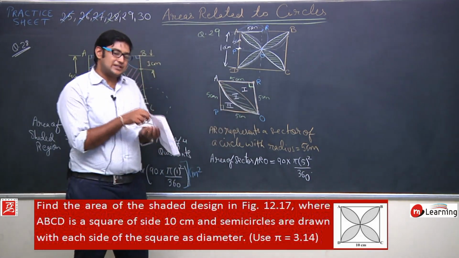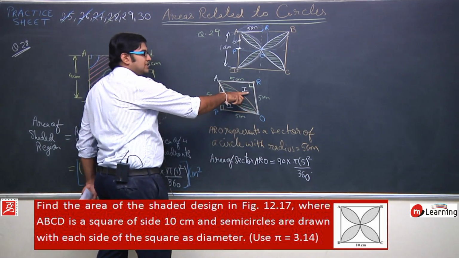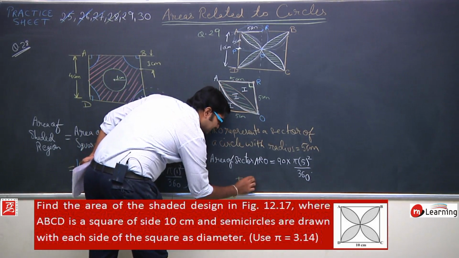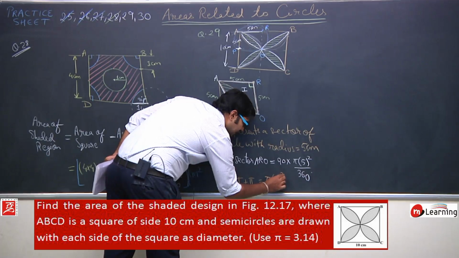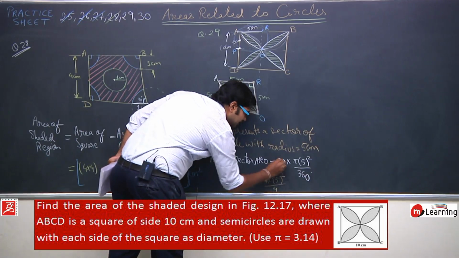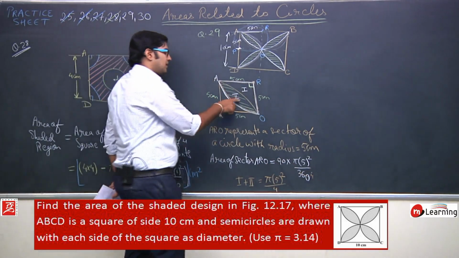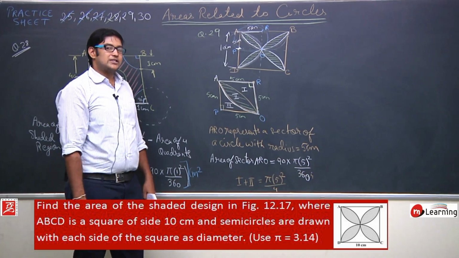This sector represents the area of region 1 and region 2. So the sum of the area of region 1 and region 2 will be equal to pi into 5 square divided by 4. This is calculated as 4. So this is the area of region 1 and region 2. Okay.